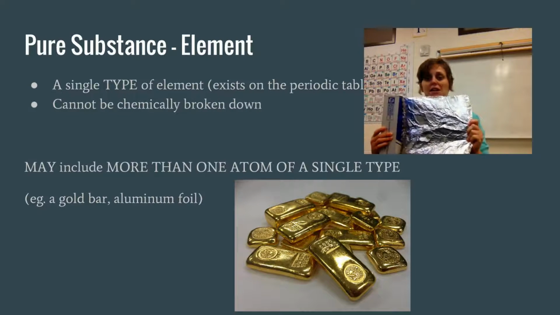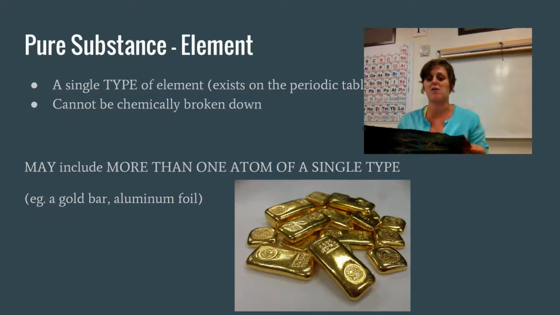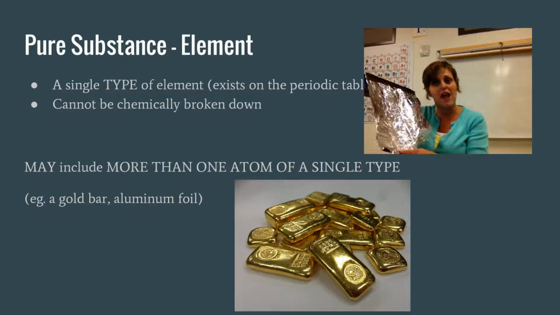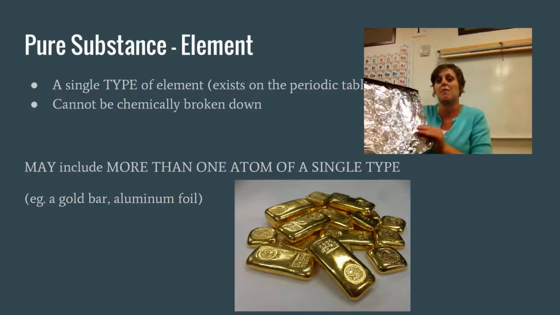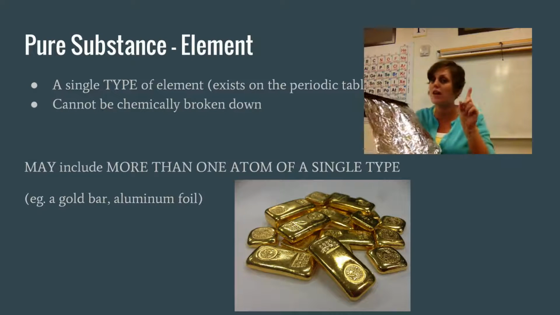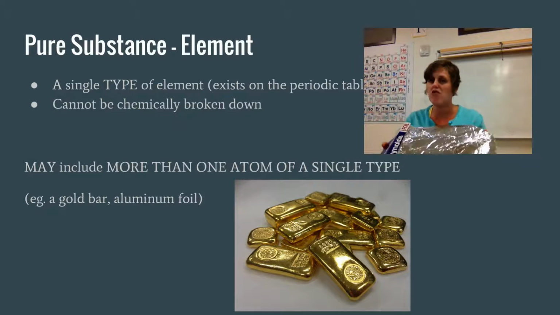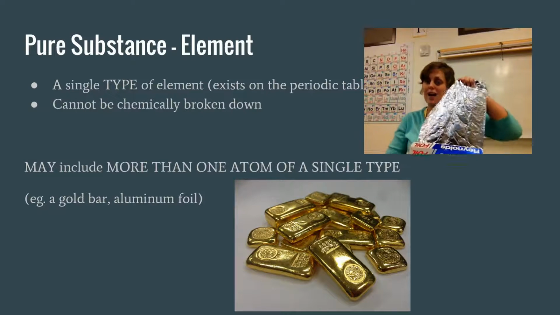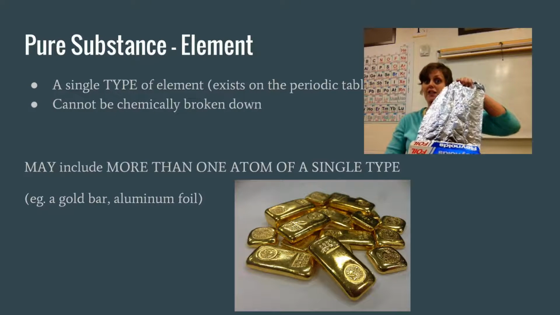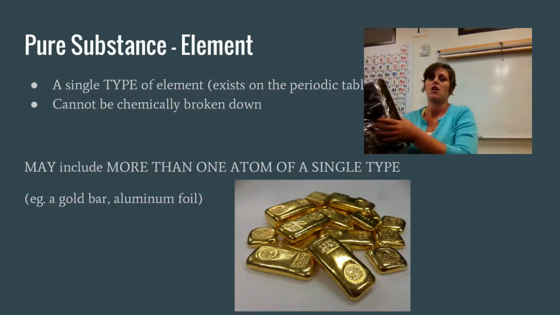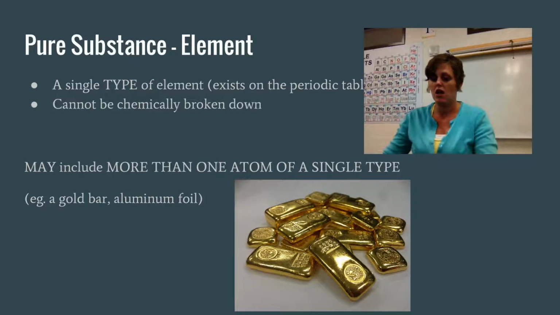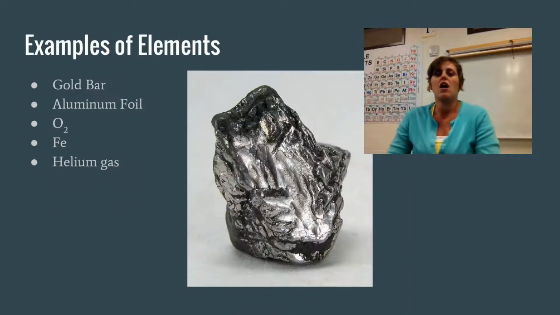They can't be broken down chemically into any simpler substance. Aluminum is aluminum is aluminum. You cannot make this any more simple. But there's a lot of it. So an element can be a single atom. It can be many, many atoms, as long as it's only one type. That's the part that confuses people, is that this is one type of atom. There's just lots and lots of them. So, gold bar, aluminum foil are some examples. Others are O2, right? It's two oxygen atoms.